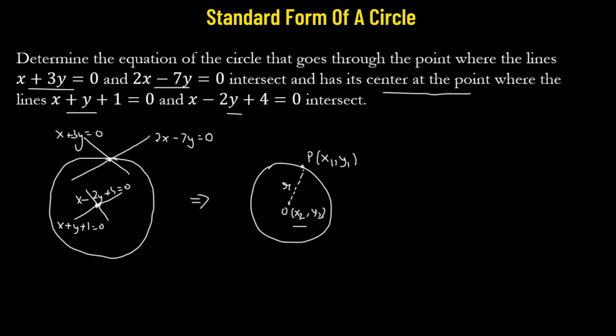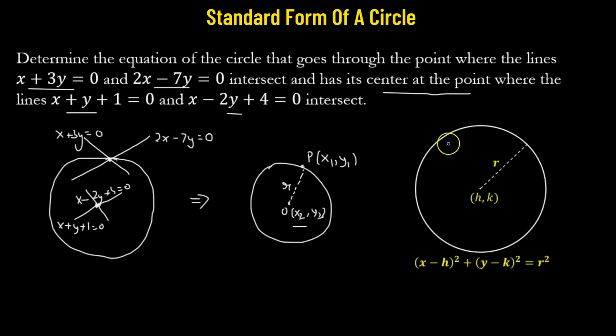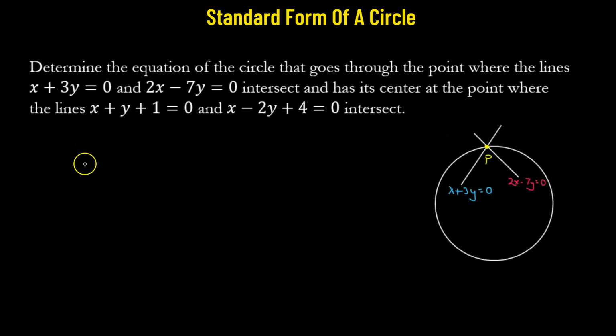So let's also specify the standard form of a circle. If we have a circle with center having coordinate h comma k and the radius given by r, then the standard form of the circle is given by x minus h whole squared plus y minus k whole squared equals the square of the radius. So we'll go step by step. Let's first begin by finding this particular intersection point, which is the point P. So we'll try to find the coordinate of the point P.